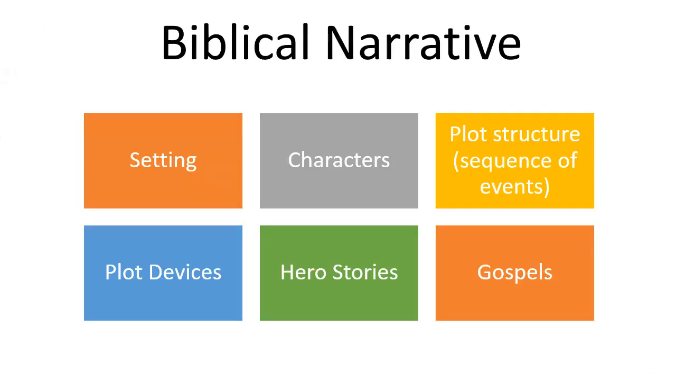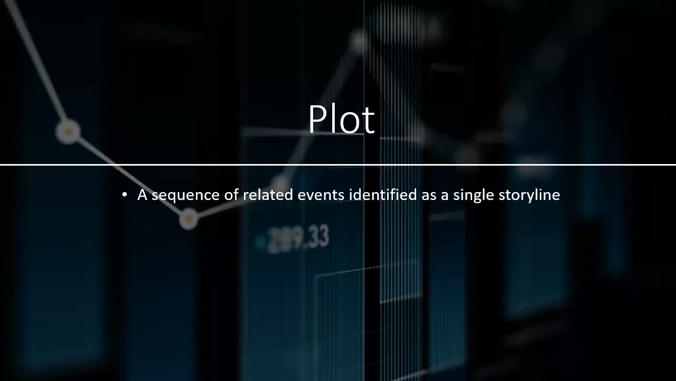So these are the elements that we have in biblical narrative. And we'll take some of them each in turn, and they get their own videos. And this one, of course, is talking about plot structure. So a plot is a sequence of related events identified as a single storyline. So the whole storyline is one story, and the whole sequence of events in that story is the plot from beginning to end.